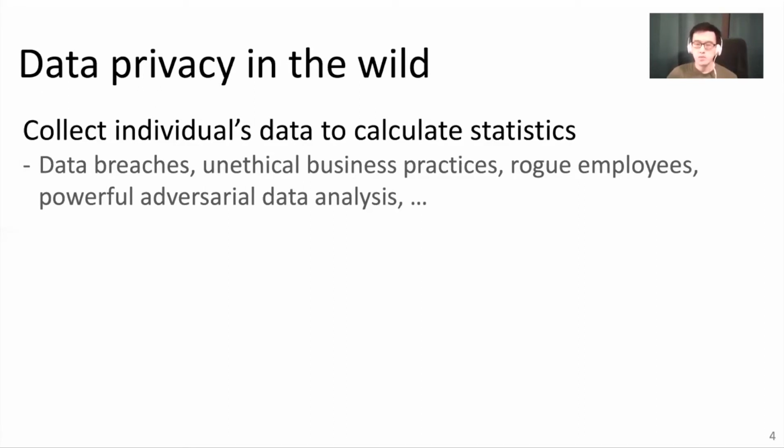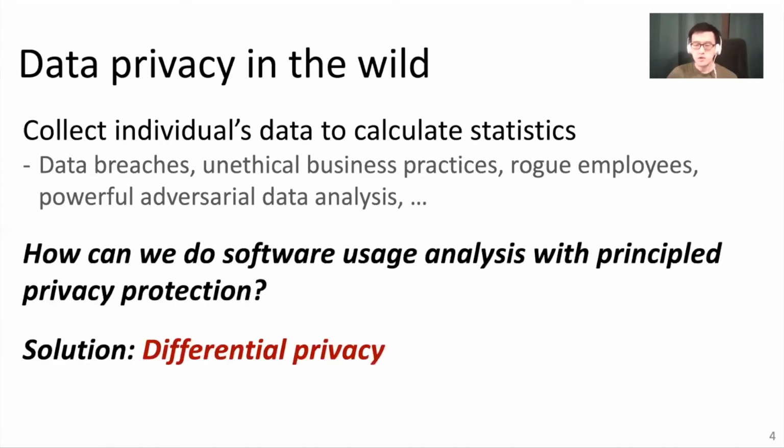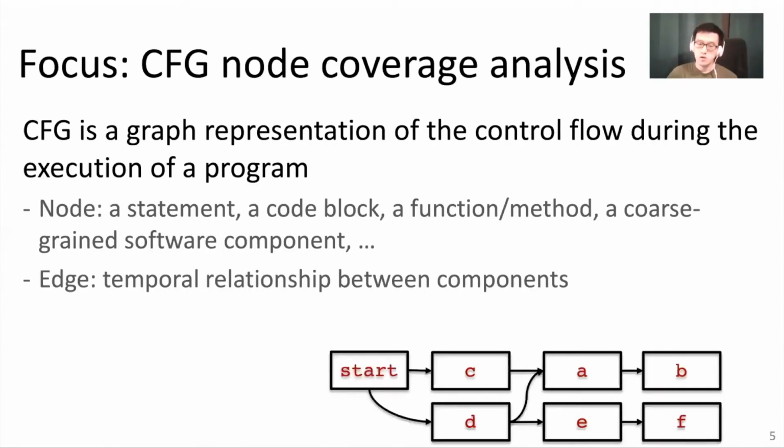People are becoming more and more concerned about sending individuals' data to the server. Then the question is, how can we do software usage analysis in a privacy-preserving manner, with principled privacy protection and a privacy by design solution? In this work, we apply differential privacy to tackle this problem. The focus of our work is control flow graph node coverage analysis.